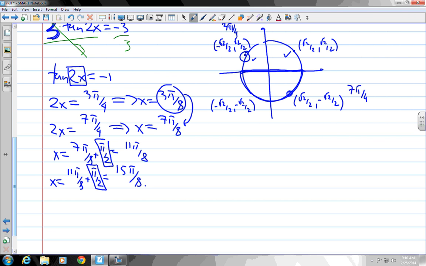Right? 3 pi over 8 plus pi over 2 plus pi over 2 plus pi over 2. If the question was find all solutions, you would go just 3 pi over 8 plus pi over 2k, because then it's just multiples of pi over 2. How is that? Does that make sense?